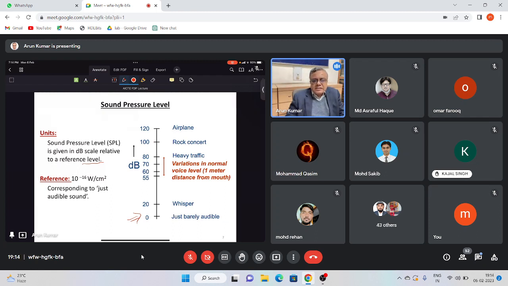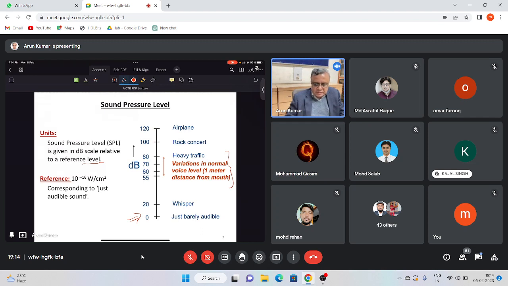And there is a corresponding intensity level for that. And all other sound pressure levels or intensity levels are given relative to this reference. So in this plot on the right hand side, you can see that whispering sound has a sound pressure level of about 20 decibels, and variation in normal speaking is between 55 to about 80 decibels. And above it, you have loud sounds like heavy traffic, rock concert, and the jet engines of an aeroplane.